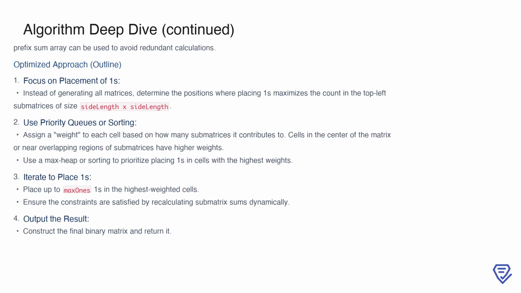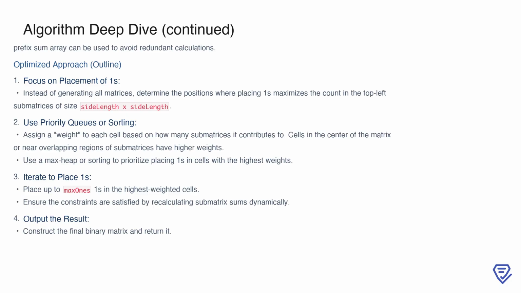To address the inefficiencies of the brute force method, we shift our focus to an optimized approach. Instead of generating all possible binary matrices, we aim to strategically determine where to place ones in the matrix. The goal is to maximize the number of ones in the top left submatrices of size sidelength x sidelength while adhering to the maxOnes constraint.